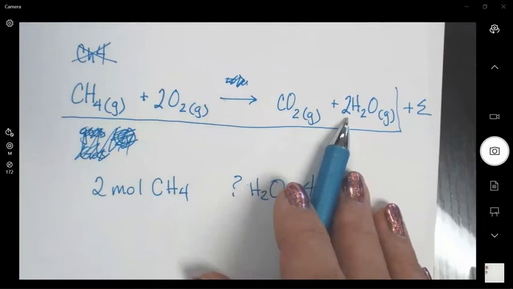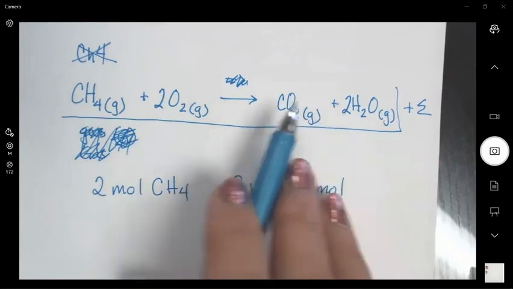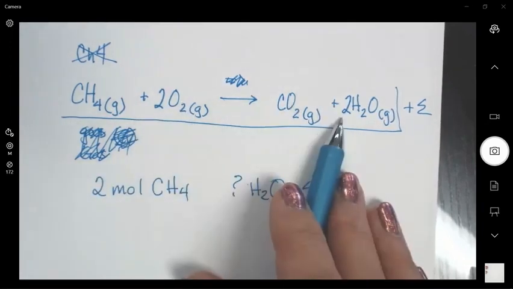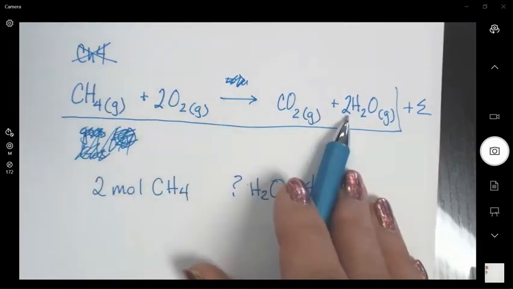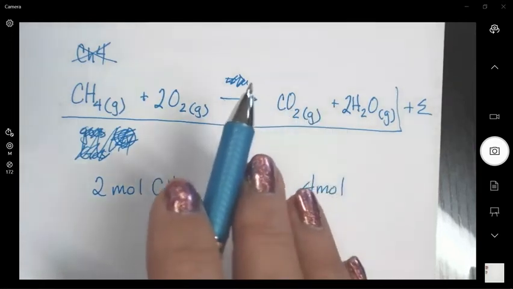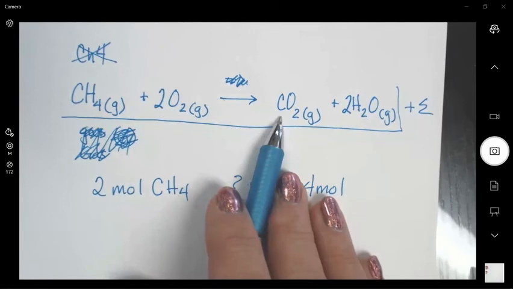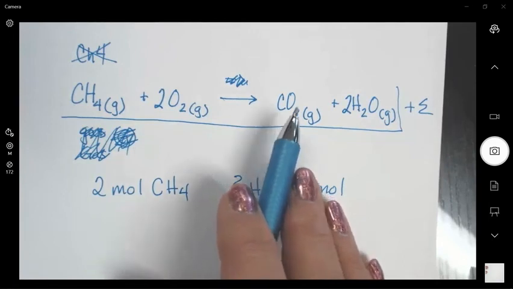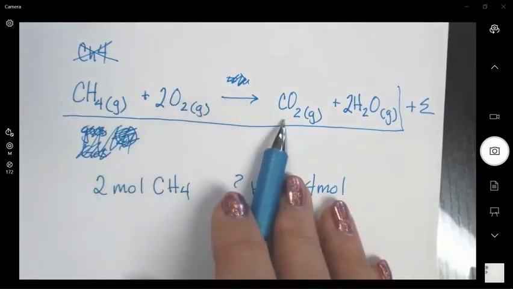4. Because it's 2 to 2. So if I put in 4, I get 4. If I put in 5, how many am I going to get? 5. If I put in 10, how many am I going to get? 10. What if I put in 2 moles of oxygen? How many moles of carbon dioxide do I get? 1. What if I put in 6 moles of oxygen? How much carbon dioxide do I get? 3. Does that make sense?